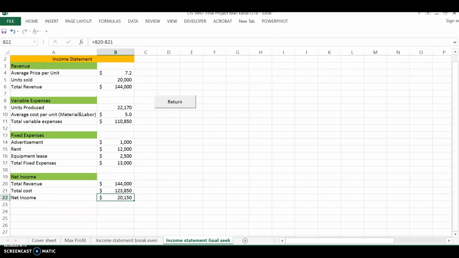I like the break-even chart analysis. It's more dynamic and easy to show the trend. I also like the Goal Seek analysis. It could give you more details. I used the macro function, which I learned from Professor Weller's class, to create a return button.